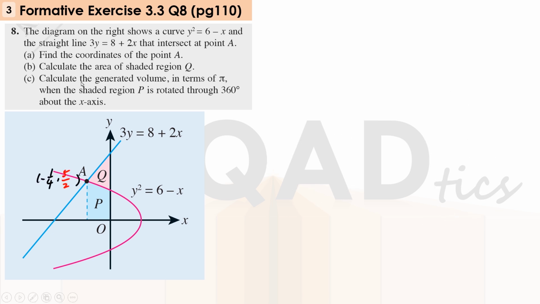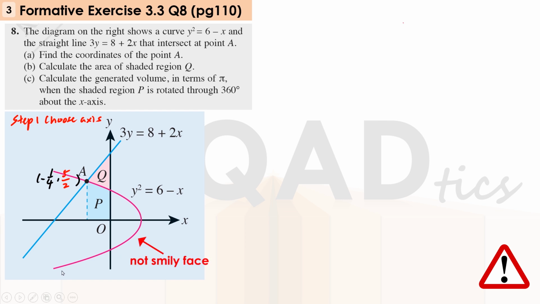The next question is we need to find the area of shaded region Q, which is this pink region here, right? To find area, we have two steps. The first step is to choose our axis. Here you can see that this curve is not a smiley face or a sad face, so it's a clue that we can use the y-axis. There's another clue here: this region is bounded by the y-axis. So this is also a clue that we should use the y-axis.